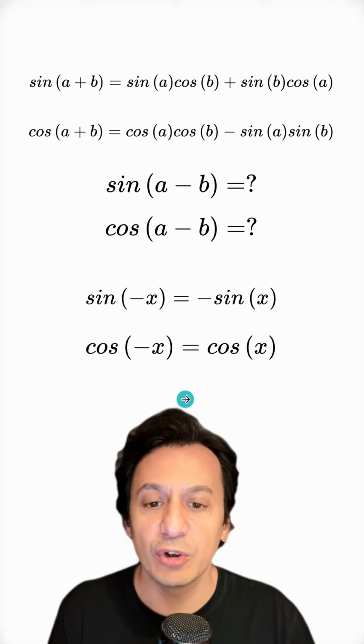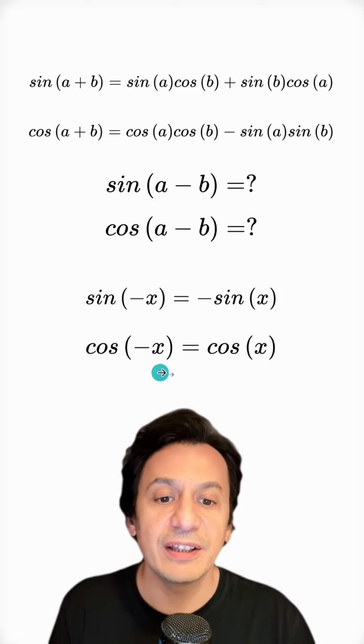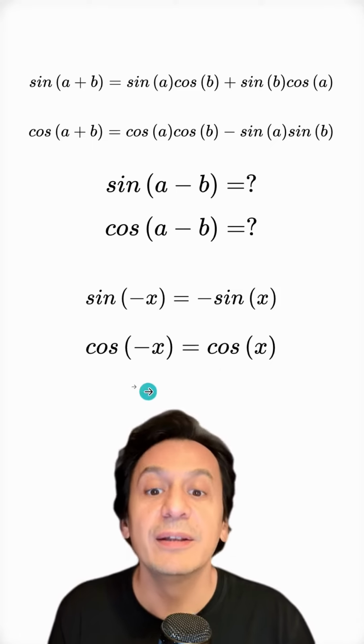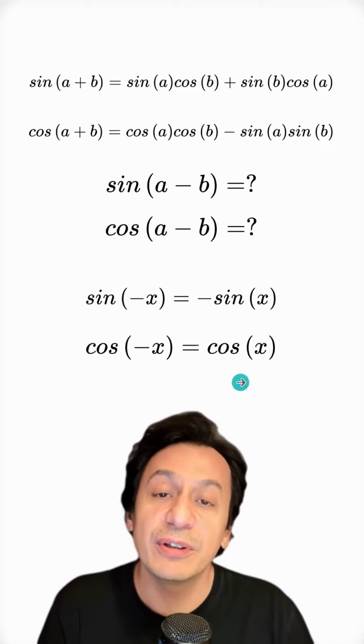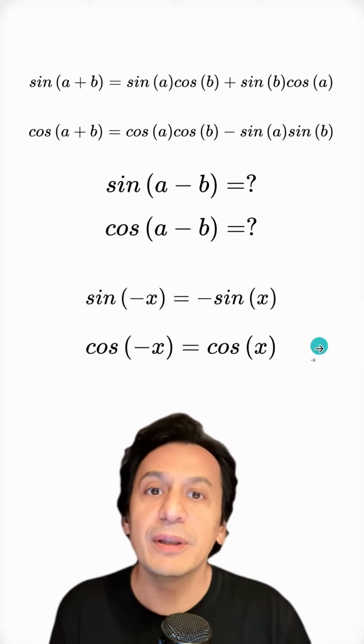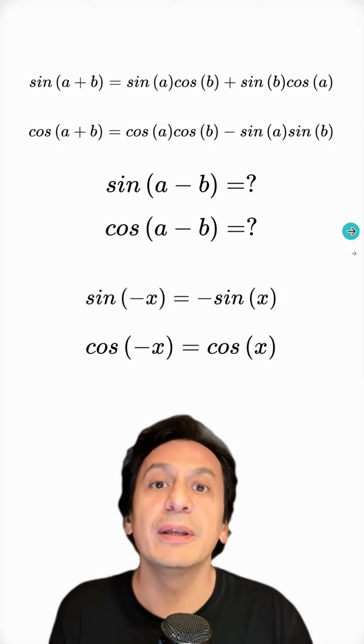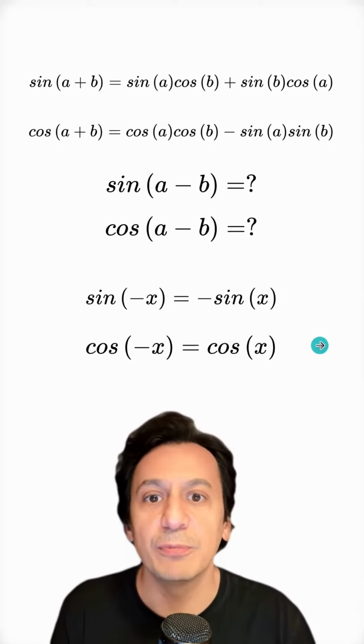Now let's move on to the cosine function. Cosine of negative x is also equal to cosine x. This means that the cosine function is an even function. With this information, let's now derive the difference formulas starting from the sum formulas.